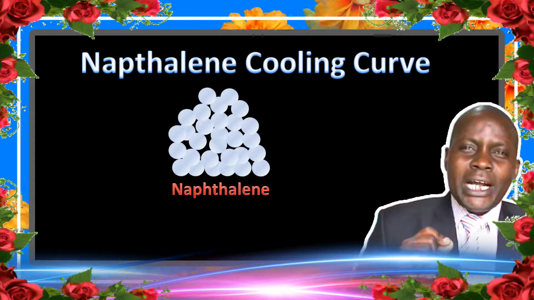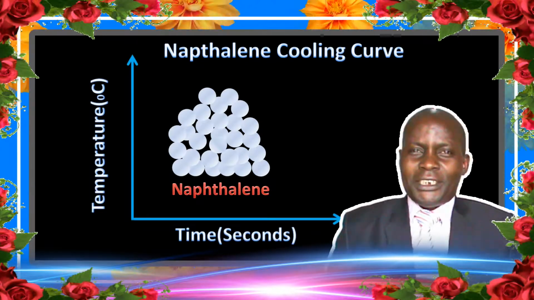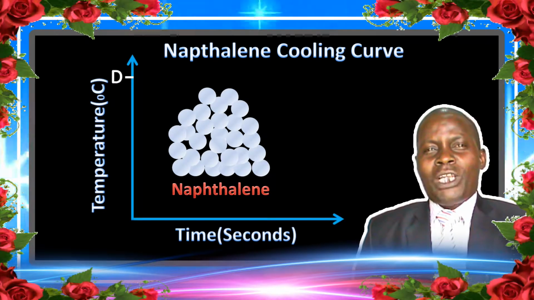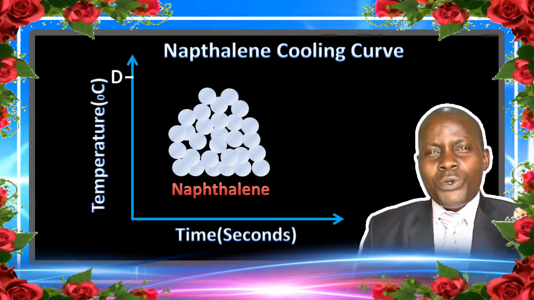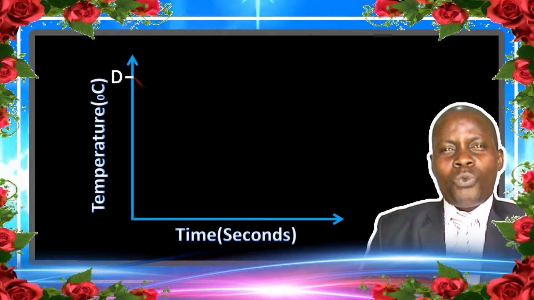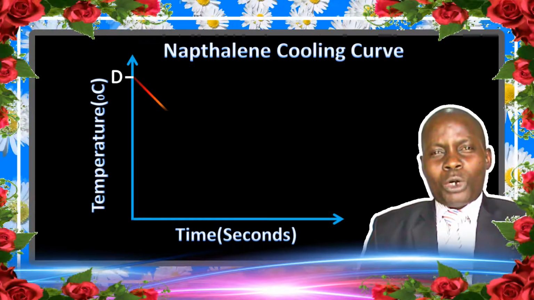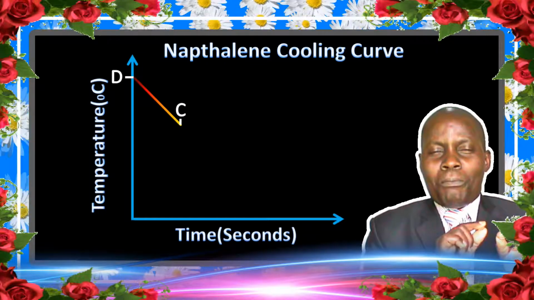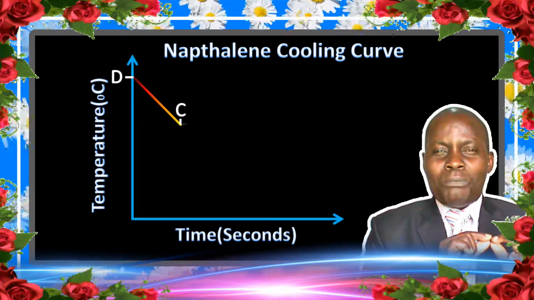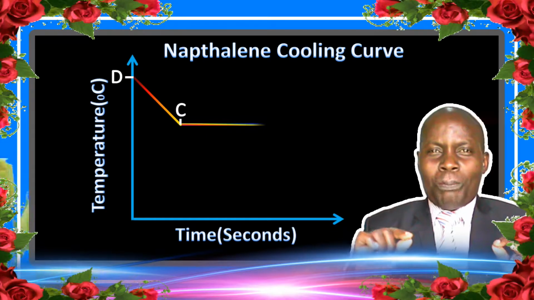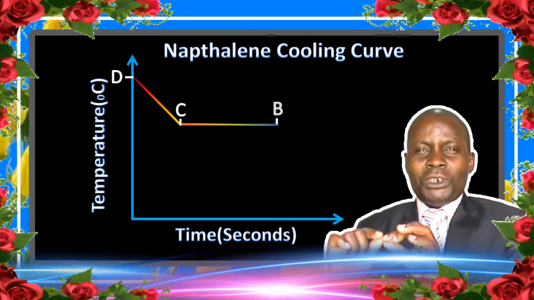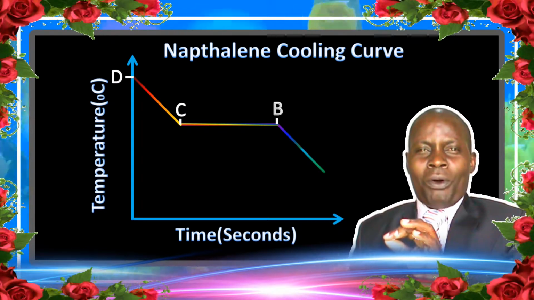That is our heating curve. Now the cooling curve will be the opposite. It starts from up, when we have the temperature of the liquid which is high, and when we cool the liquid, the temperature cools to point C, whereby from point C the temperature becomes constant to point B, and when we reach point B, the temperature again reduces to point A.